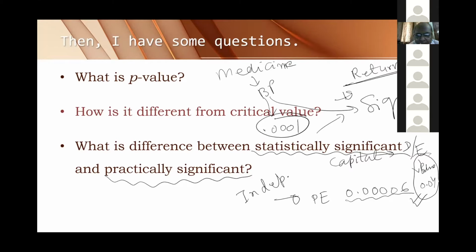Some of you said that practical significance is of qualitative nature. Of course, yes, you have to look beyond numbers and try to come out with some qualitative judgment.